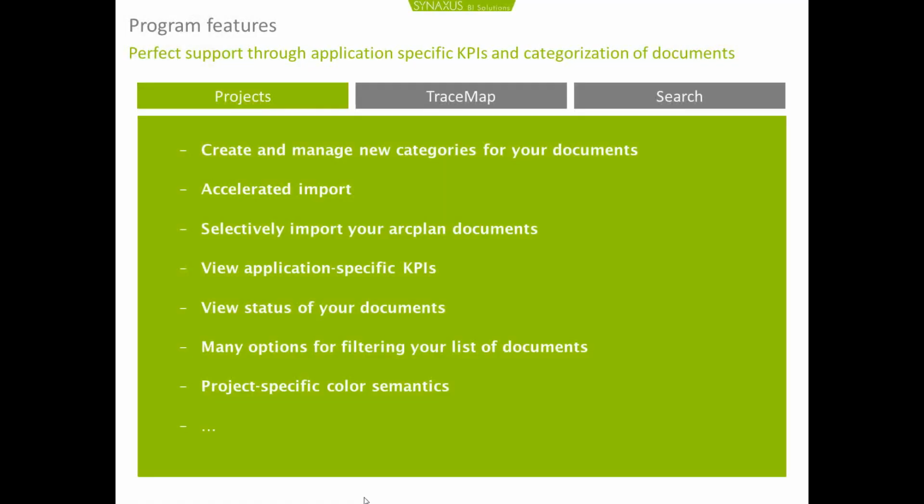So let's wrap it up. You got the support through our application-specific KPIs. You got the categorization of documents following our EMA. You can create and manage your own categories. We got the accelerated import. You can selectively import your arcplan documents, so you don't have to import everything over and over again. You can see the status of your documents on one screen, see if it's changed, deleted, updated, or unchanged. And you have many filtering options in your list of documents. And of course, you have the project-specific color semantics, so you can change your colors with every project.